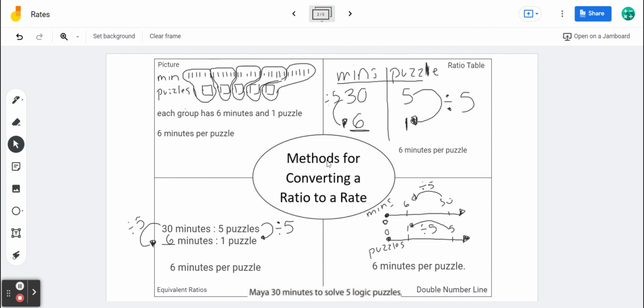And these are the 4 methods for converting a ratio to a rate. There's other methods. These are the 4 that we want to focus on in class. You'll see me switch it up. For one problem, I'm gonna ask for a student, hey, did anyone use a ratio table? Hey, did anyone use equivalent ratios? Did anyone draw a picture? Let's focus on a picture for this problem. You'll see me go back and forth just because I want you to see all four.